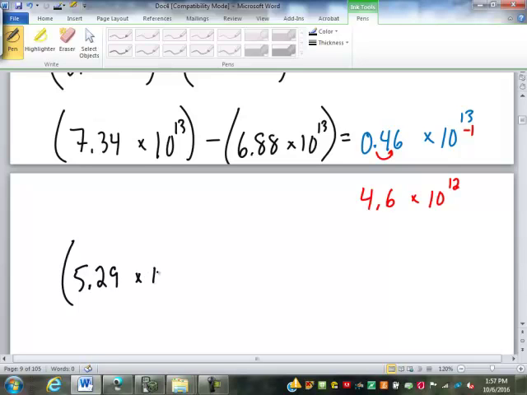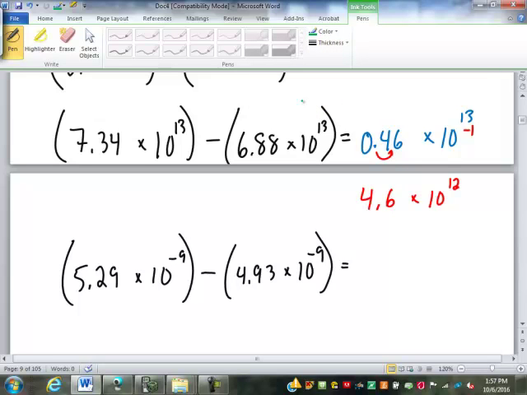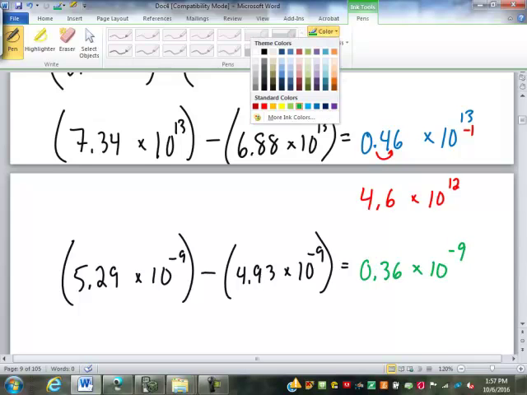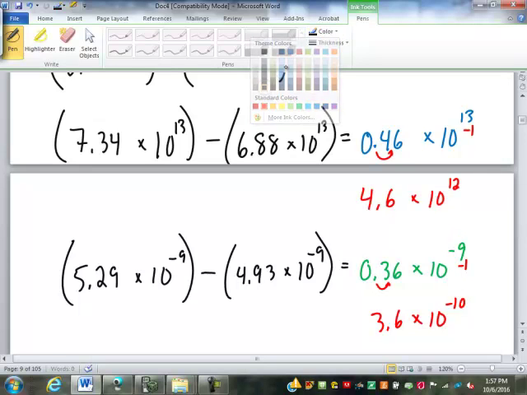So if I have 5.29 times 10 to the negative 9th minus 4.93 times 10 to the negative 9th, I'm going to subtract. I have the same names, 10 to the negative 9th. So 5.29 minus 4.93 is 0.36 times 10 to the negative 9. And again, we don't have a non-zero digit in front of our decimal point. We only have a 0 there, so we have to move it over. So 3.6 times 10 to the negative 10. Very good. The number got larger, power gets smaller. Negative 9 minus 1 is negative 10.